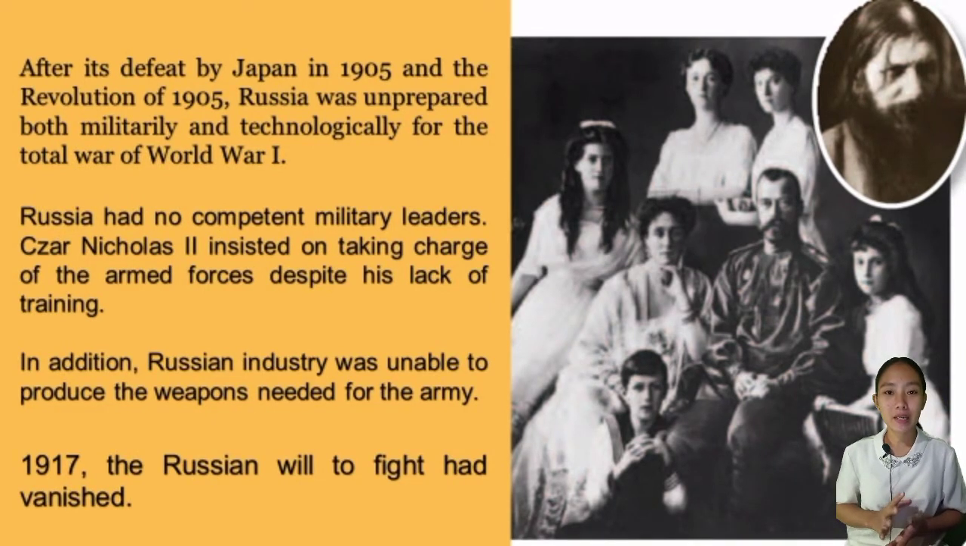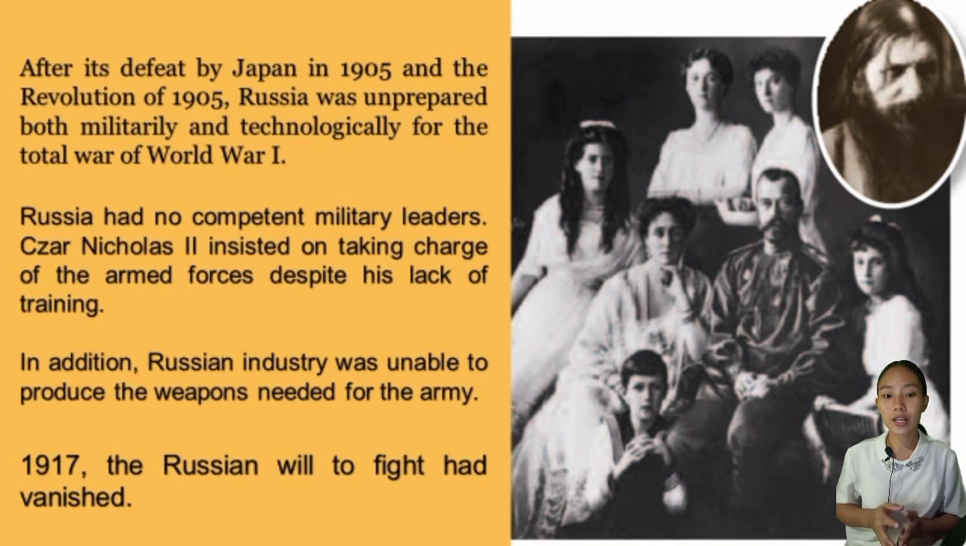After its defeat by Japan in 1905 and the Revolution of 1905, Russia was unprepared both militarily and technologically for the war of World War I. Russia had no competent military leaders, so Tsar Nicholas II insisted on taking charge of the armed forces despite his lack of training. In addition, Russian industry was unable to produce the weapons needed for the army.